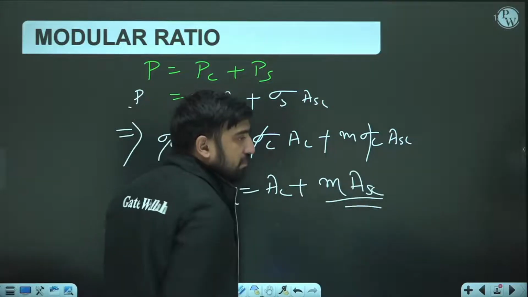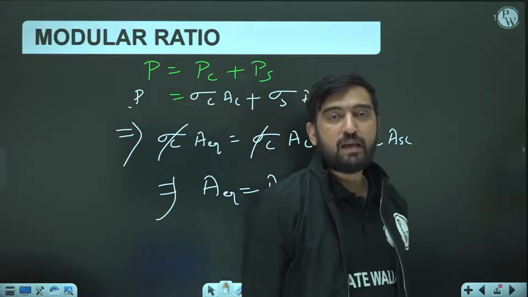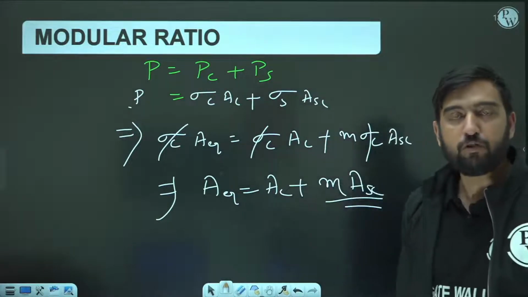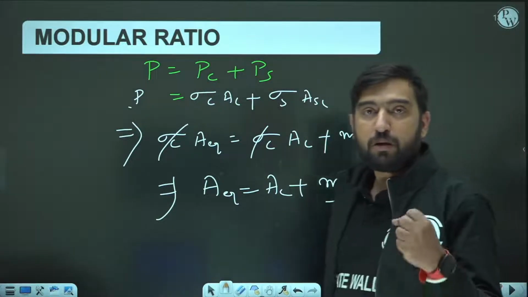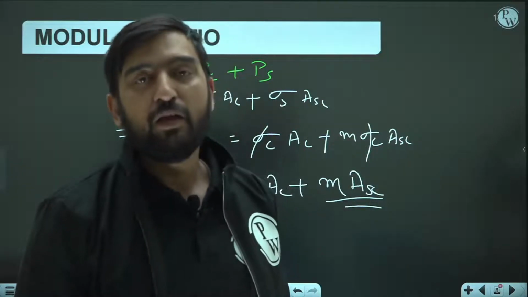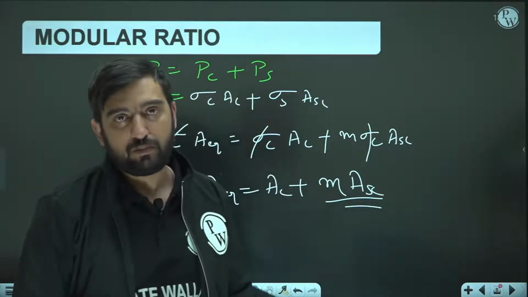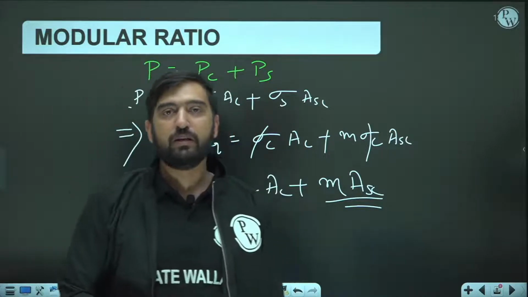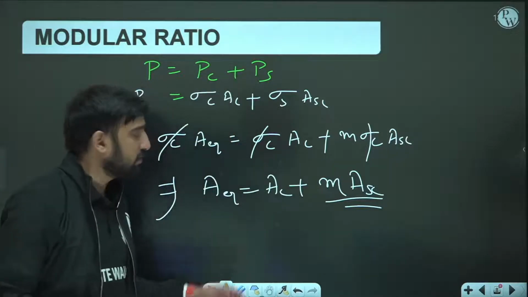So simply, if you want to convert the area of steel into area of concrete, or area of a stronger material into the area of weaker material, then you have to multiply your area with modular ratio. Okay. So this is the second conclusion.